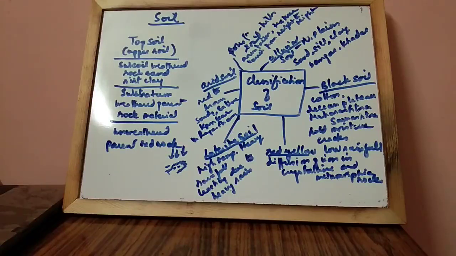Hello. Now we'll continue with classification of soil. We have already seen alluvial soil, black soil, red and yellow soil. Now let's start with laterite soil.